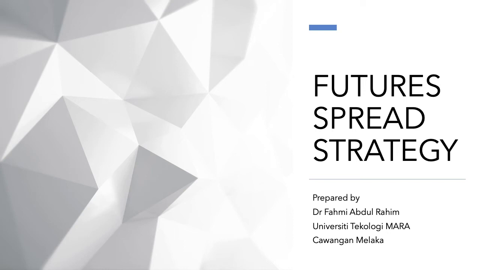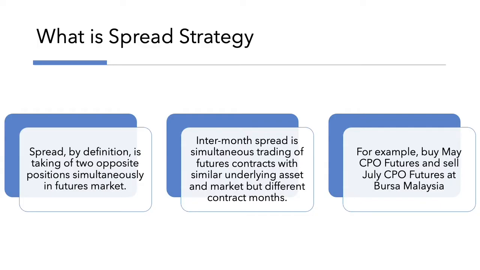This video is going to explain about futures spread strategy. What is spread strategy? Spread, by definition, is taking two opposite positions simultaneously in the futures market. Two opposite positions here means you start a transaction in the futures market by taking a buy and a sell position. So buy and sell is a two opposite position.